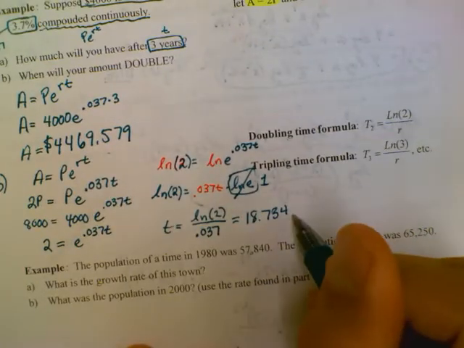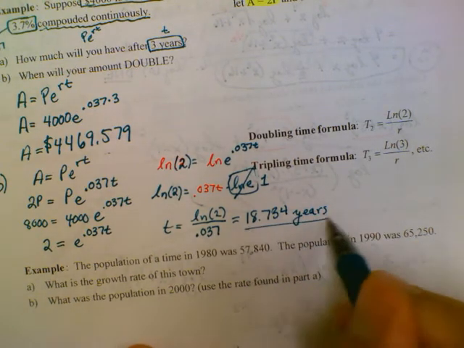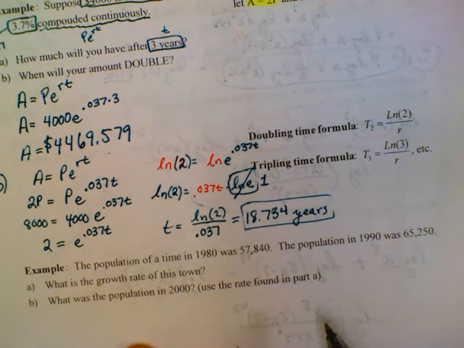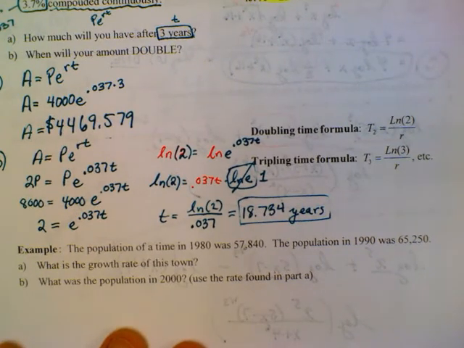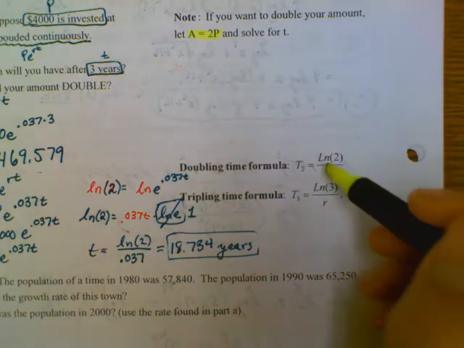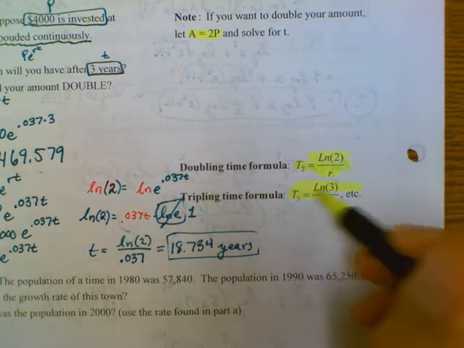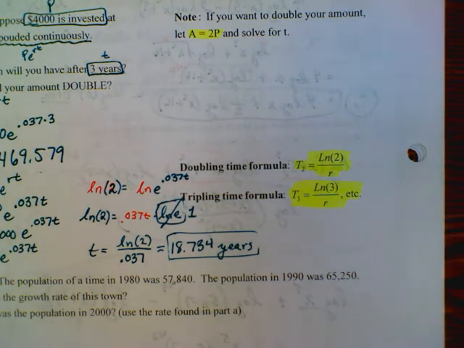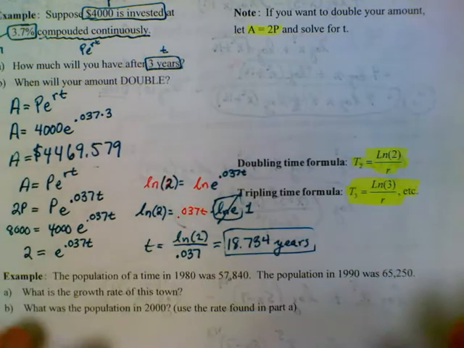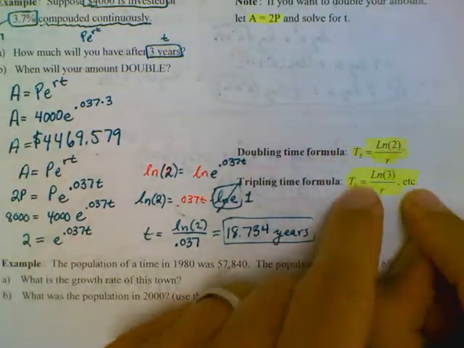18.734 years. So it's going to take us 18 years to double our money. Now, there are actually a couple of equations that we could use. If you want to highlight these and keep these in your head, it will make sense, but to me, the algebra makes sense more than memorizing the formula.